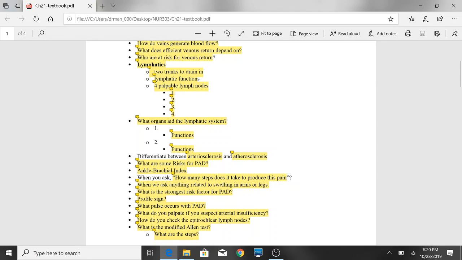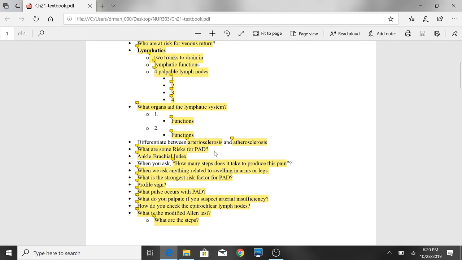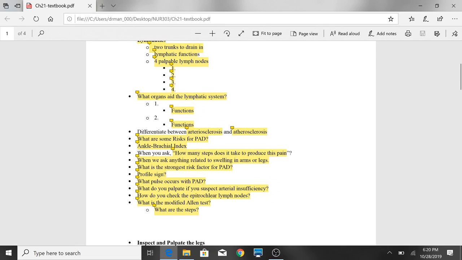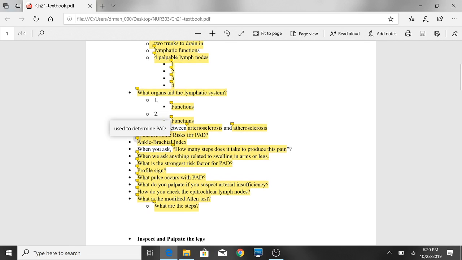This one is important right here, differentiating between arteriosclerosis and atherosclerosis. This is very important. Think about arteriosclerosis as thickening. It thickens, gets harder, and atherosclerosis as a buildup of fat. Some risk factors for PAD: family history, if you're Black or African American, or if you smoke. Let's talk about the ankle brachial index. This is one of the many tests you'll use for peripheral artery disease to determine PAD.